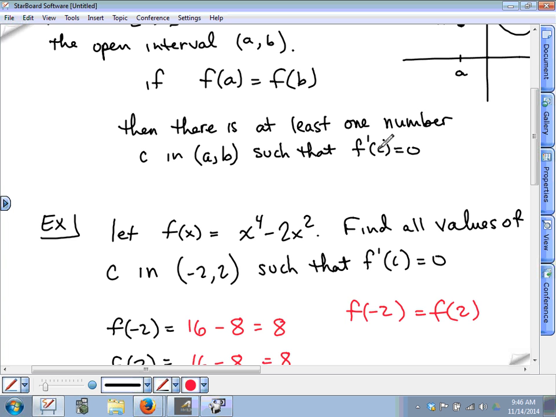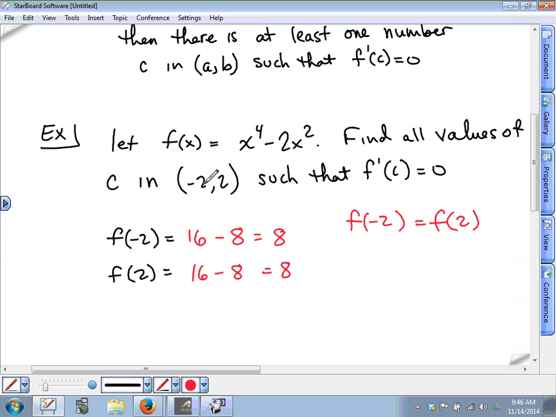such that f prime of c is equal to 0. What this means is it's guaranteed that there's going to be a critical value in this interval -2 to 2. F might have other critical numbers, I'm not saying it doesn't, but how do we know that there is going to be at least one of them between -2 and 2? Because f of -2 equals f of 2.